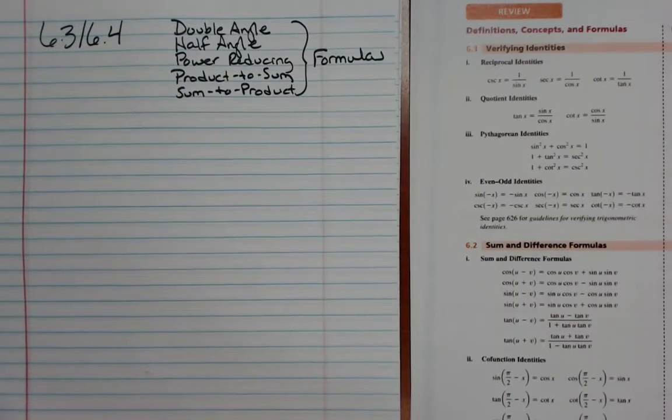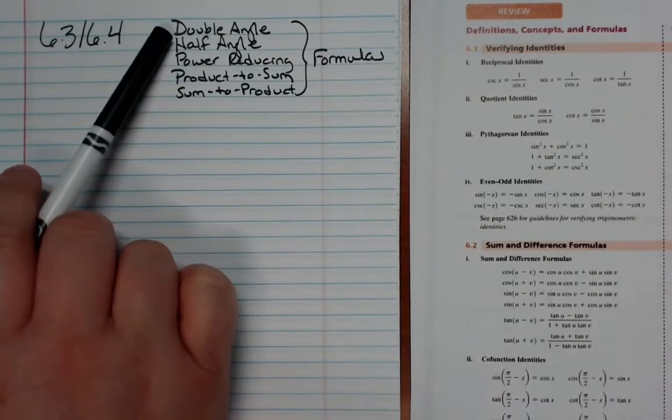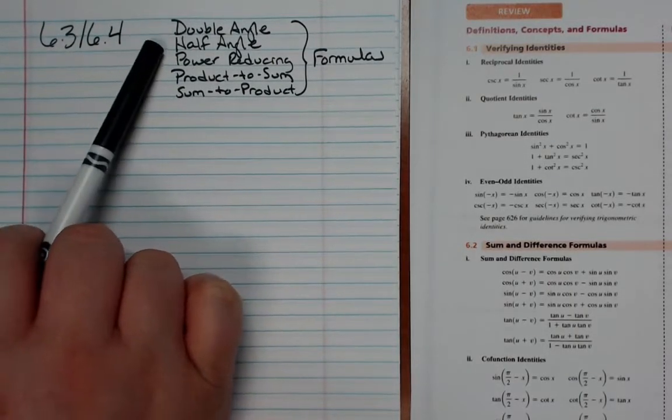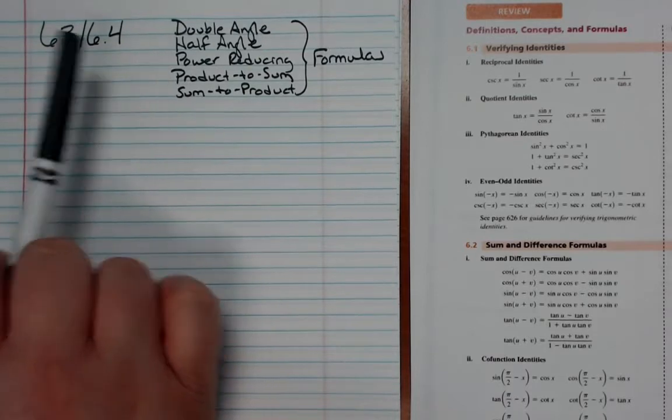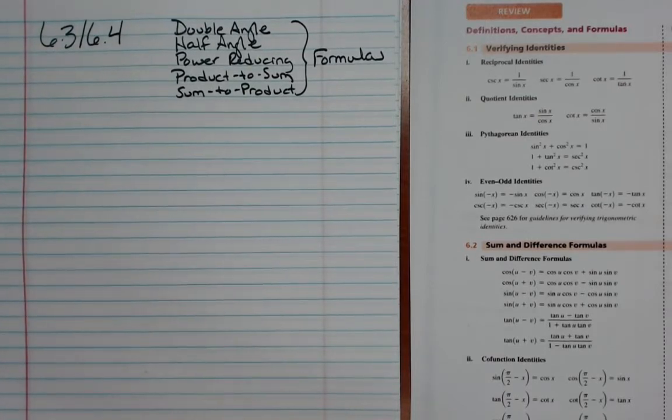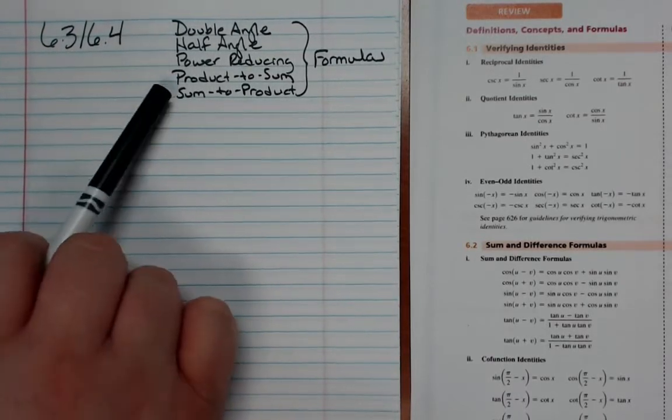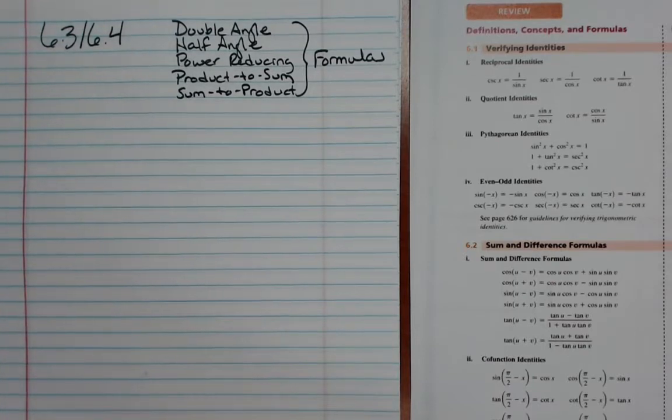Hi class, in today's video we're going to be talking about section 6.3 and 6.4. The reason I lumped these together is that between the two sections there are 5 new types of formulas that I want you to be familiar with. The first 3 are the double angle formula, the half angle formula, and the power reducing formula, and those come from 6.3, and then product to sum and sum to product come from 6.4.